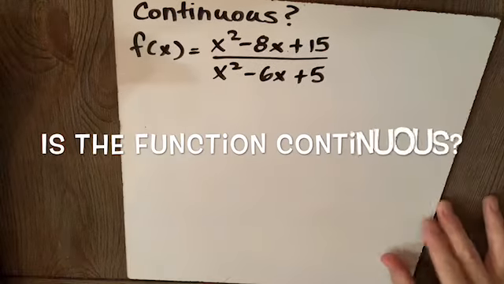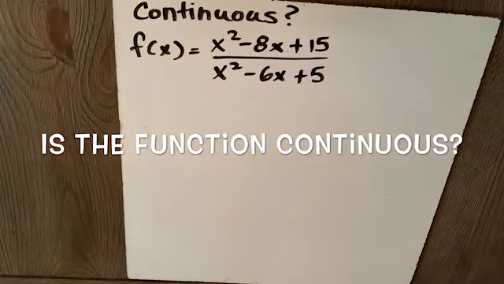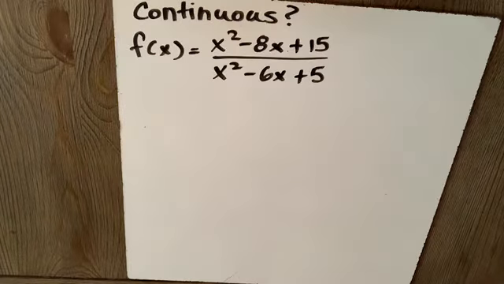When they ask us, is this function continuous? We are thinking about, are there any holes or are there any vertical asymptotes? Remember, to find holes, we're going to factor and cancel, and we're going to set what x canceled out as equal to 0, and that's how we're going to find our hole.